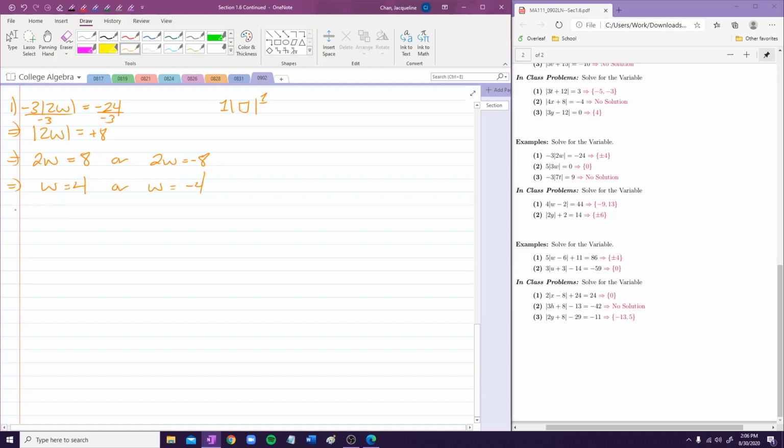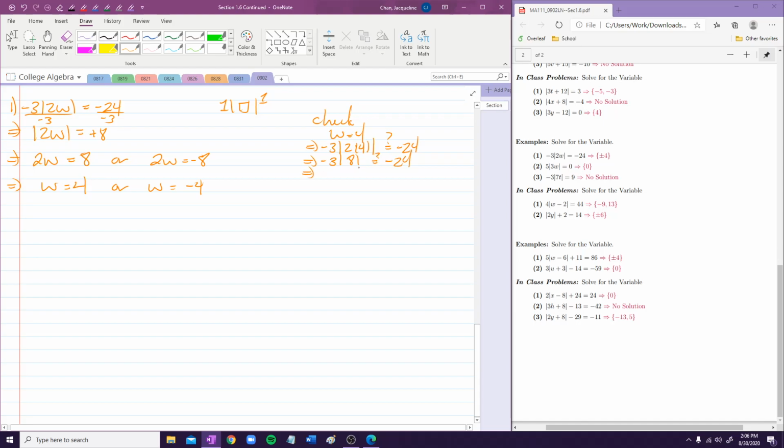Okay, let's check our answer. So check, if I can spell it right. Actually, I'll check it over here. So check, w is equal to +4. Okay, when I do that, I have -3 times the absolute value of 2 times 4. Does this equal -24? Right? 2 times 4 is 8.